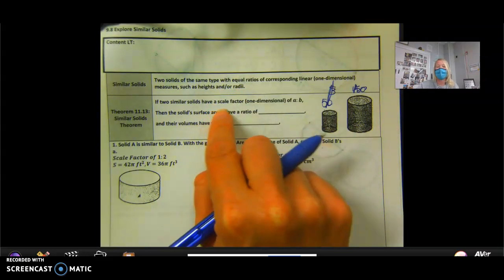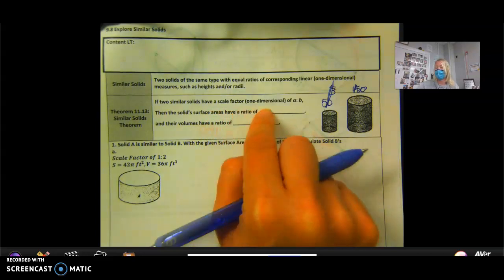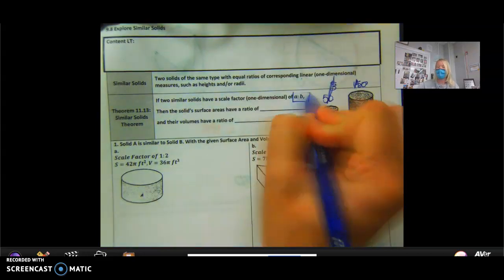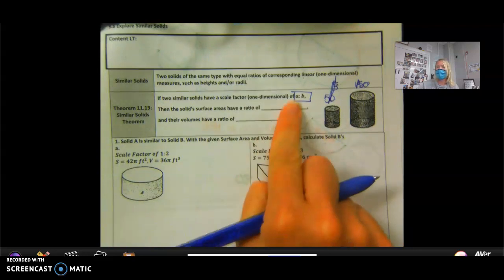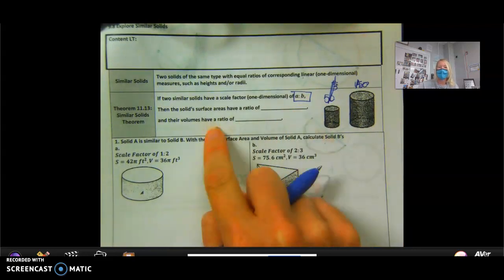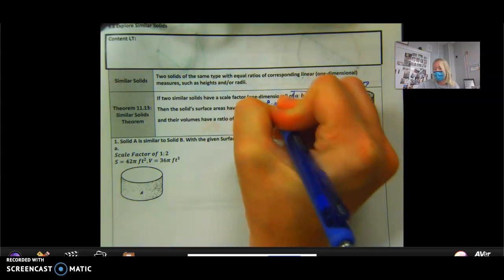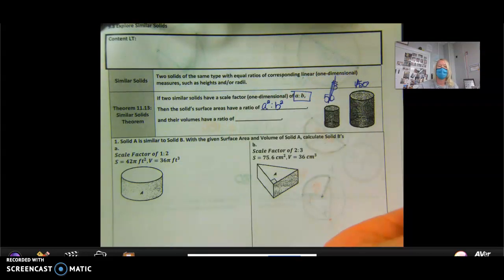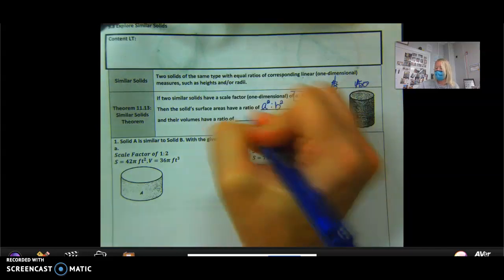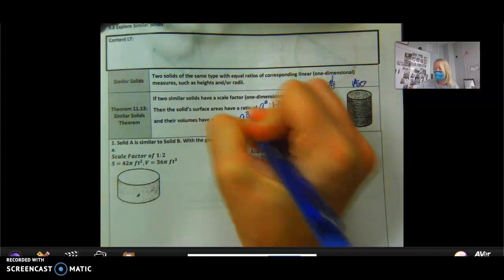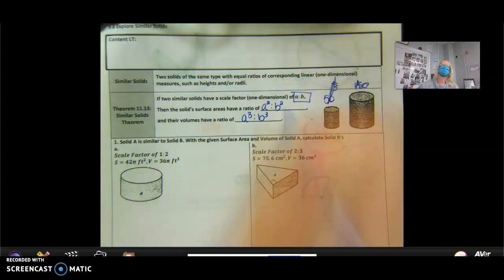If 2 solids have a scale factor of A to B, whatever number this is to that number on the next one, then the solid surface areas have a ratio of A squared to B squared. And their volumes have a ratio of A cubed to B cubed. Okay?